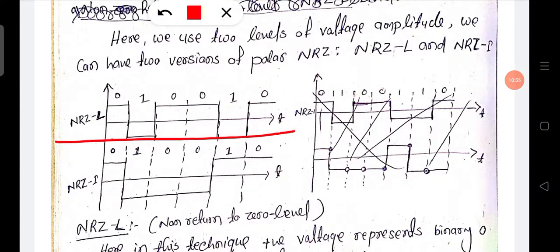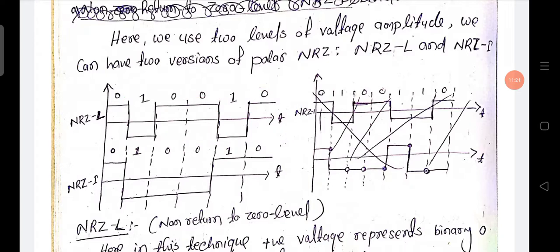Now see the waveform. Here, since there is 0, the signal is on the positive side. Then there is 1, the signal is on the negative side. Then there is 0 and 0, the signal is positive, positive, then 1 negative. Then 0 positive.